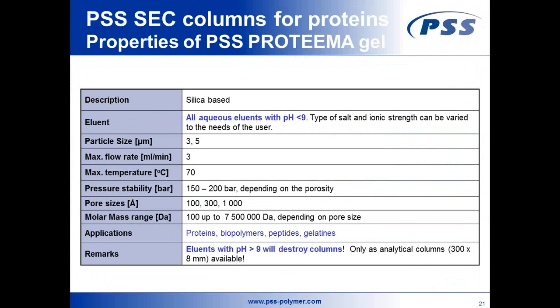So here are the technical specs for the silica-based protein column, and again here, it is highly recommended to watch this remark. Eluents with pH above 9 are not recommended for the separation of proteins on a silica-based SEC column, because you will destroy the column material in general.